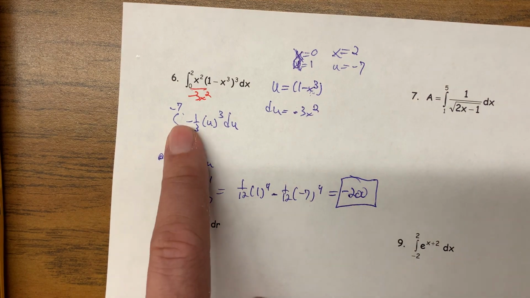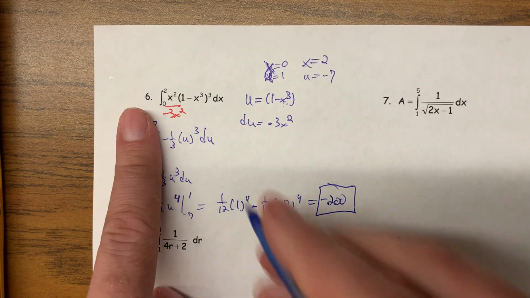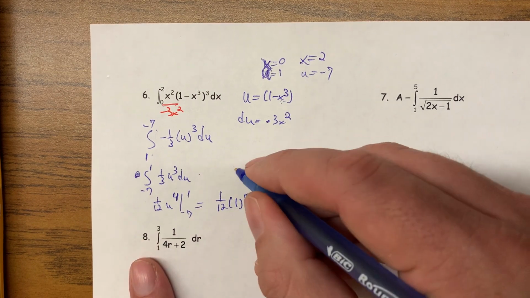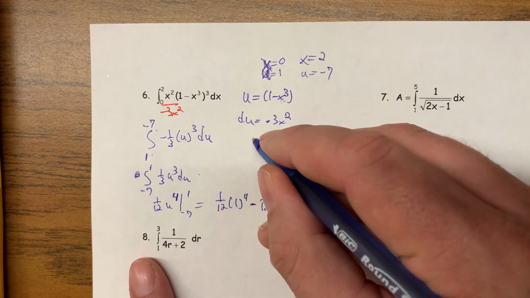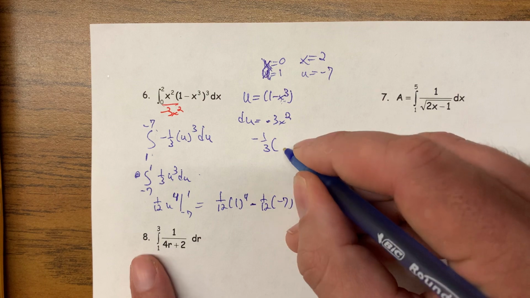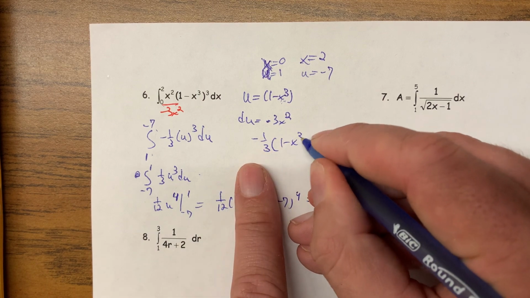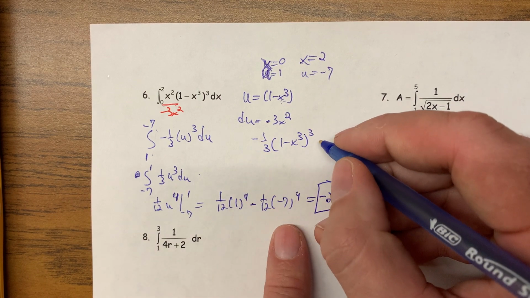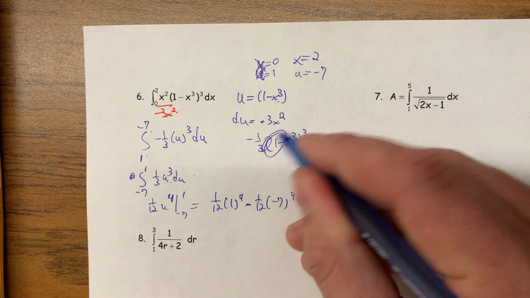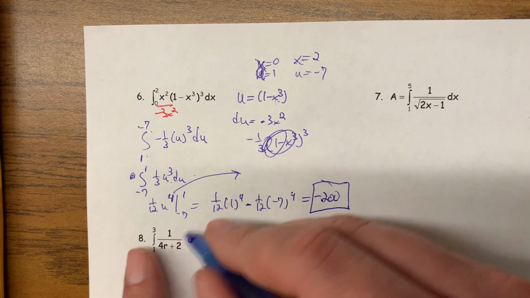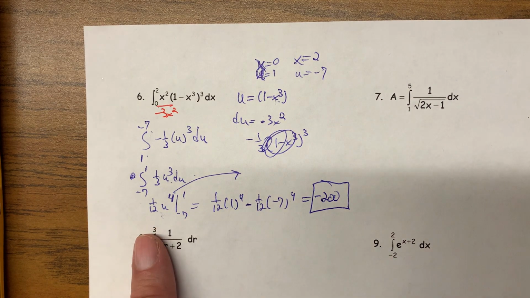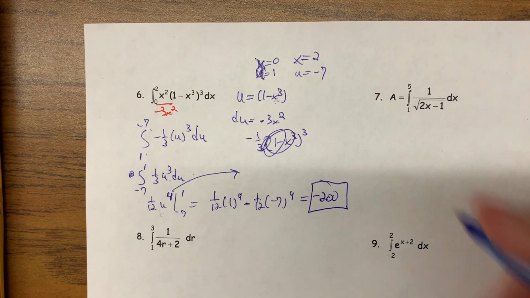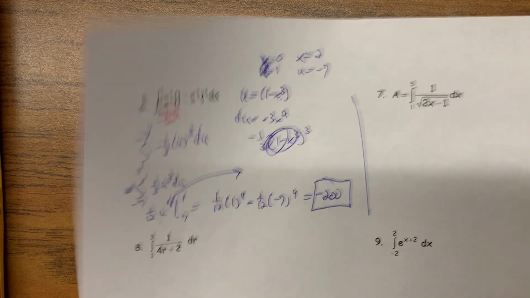Now, you could have also done it by not doing the limits at all, converting back to x's. So this could be just like negative 1/3 times 1 minus x cubed, right? Or whatever when we get back to there. It comes back to this one. We could convert it back to x's and then do the original limits. That would also work and also get us negative 200.